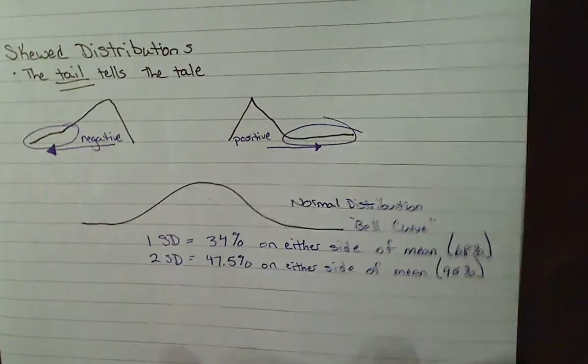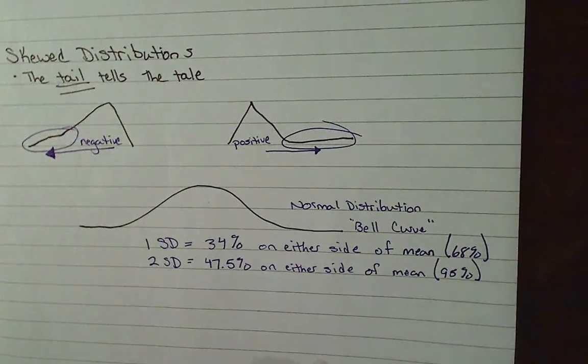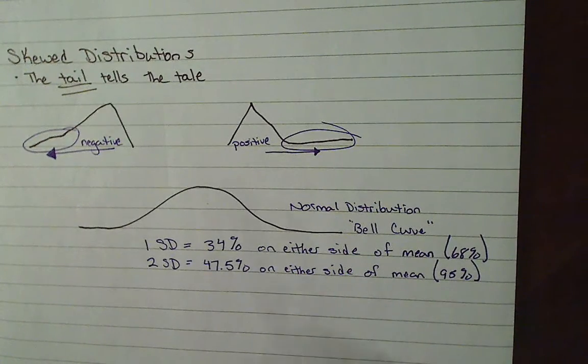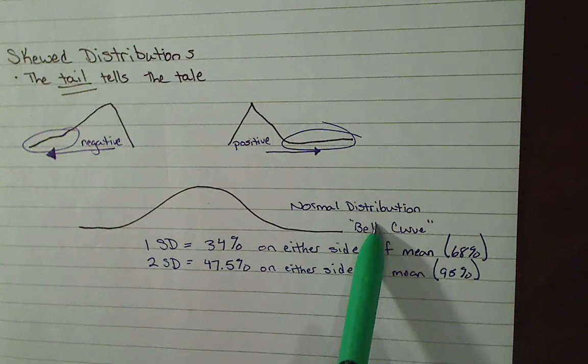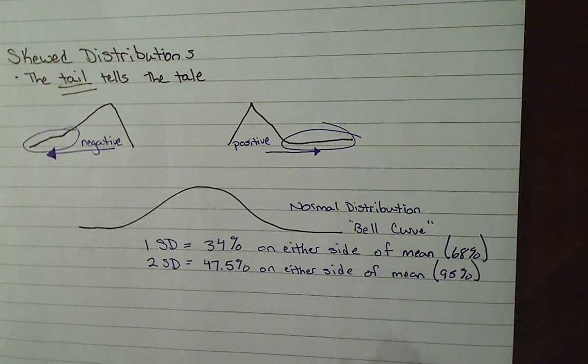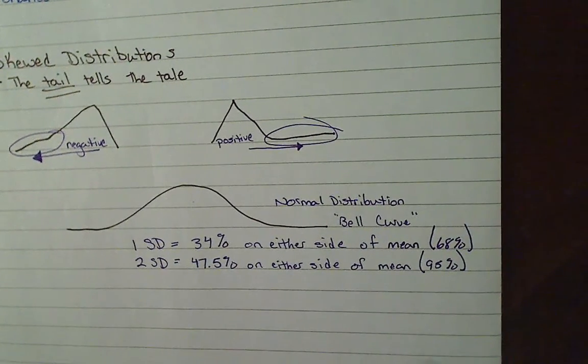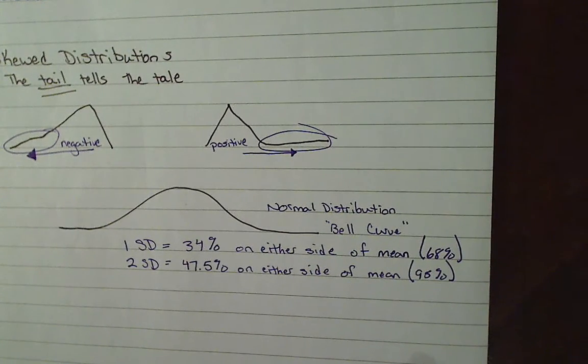All right. If we are looking at a normal distribution, not a positively or negatively skewed distribution, a normal distribution is your bell curve. And my bell curve actually looks halfway decent today. Normal distributions are used to look at average scores, or where your scores fall in relationship to your average.